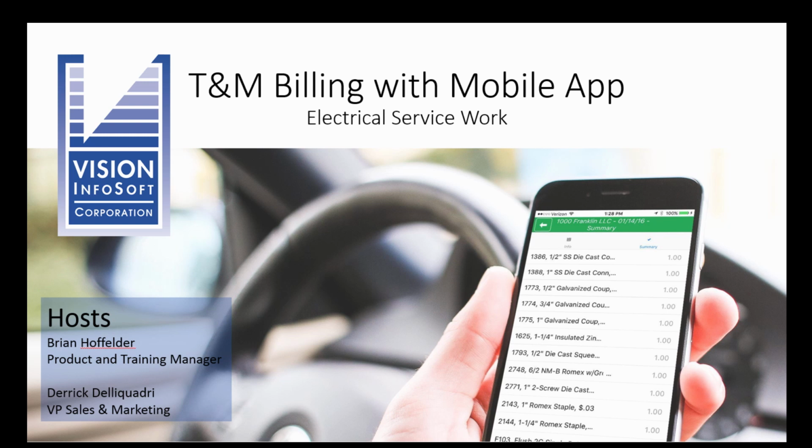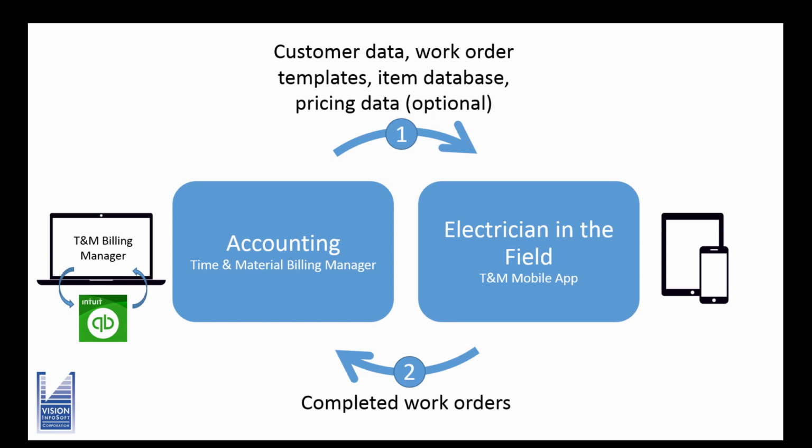This gives you a little overview of how the whole process works here with the mobile app. Your desktop version of the T&M billing program will still be the central part of the system. The app will be used by the electrician in the field to record the material and his labor for a job. He'll be able to create the job and do all the input there, and then he sends it back to the office to be processed. And from that point, the desktop version basically takes over.